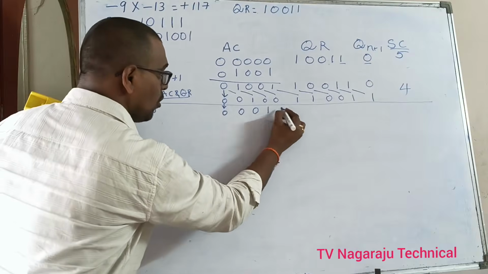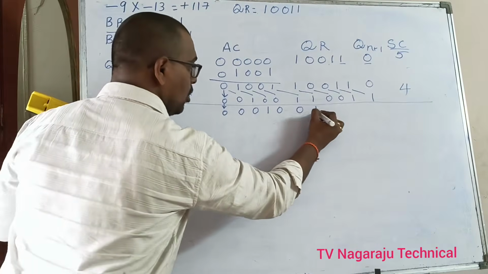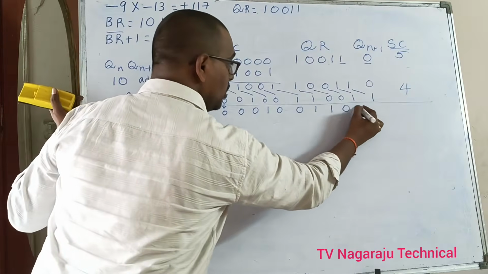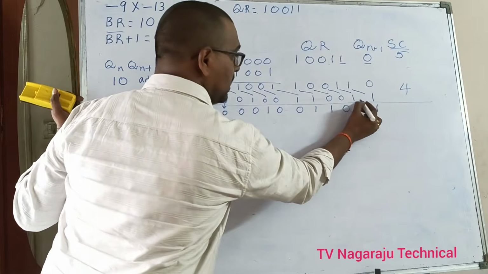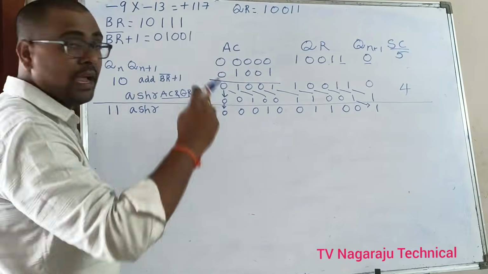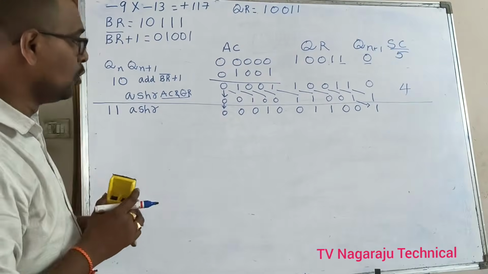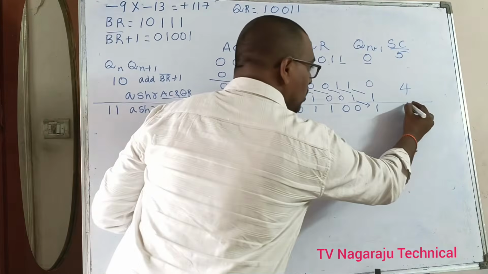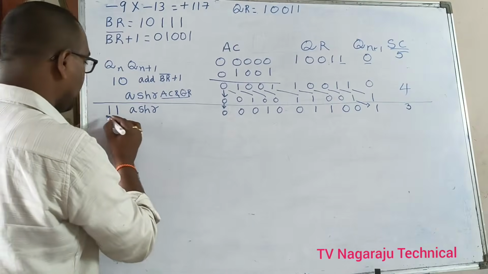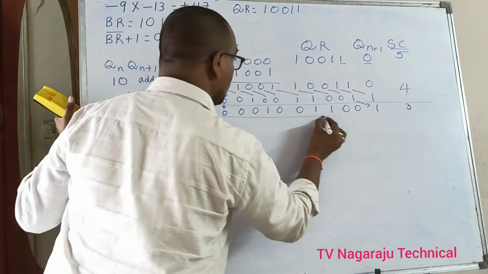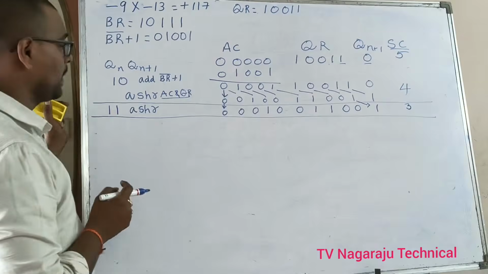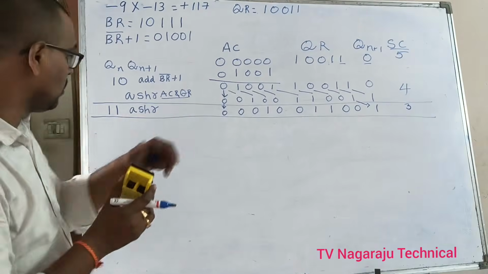0, 0, 1, 0, 0, 1, 1, 0, 0, 1. That is, this one moves to here, and we lost the bit of Qn plus 1. And the sequence counter value is decremented by 1. Now the sequence counter value is equal to 3.